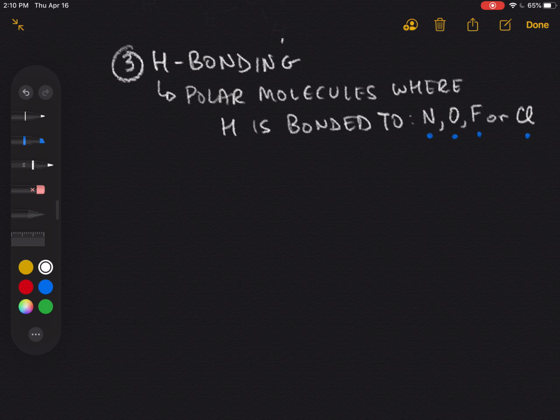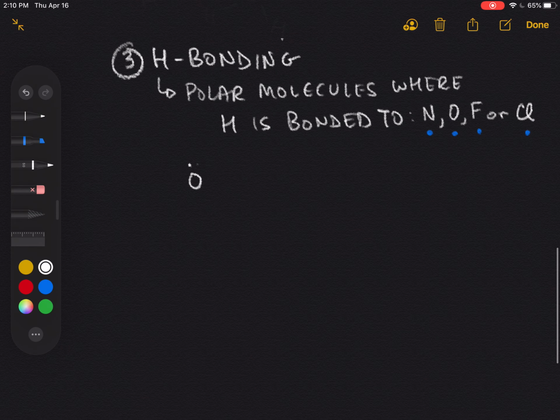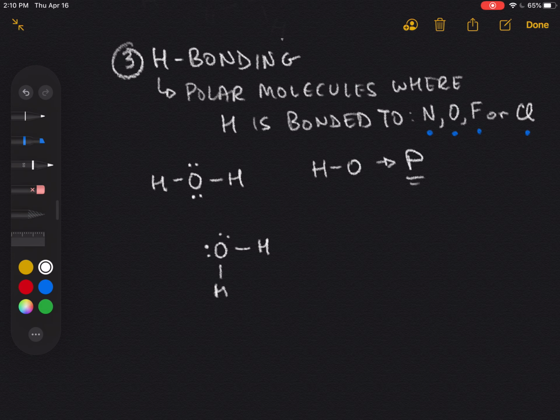Okay, so classic example of this is water. So we have water. This might be easier to see if we draw this three-dimensionally a little bit, show some of that bent structure that water actually has. So the drawing dot structures and knowing molecular geometry is paying off as we look at this. So what we know is that the HO bond is a polar bond.